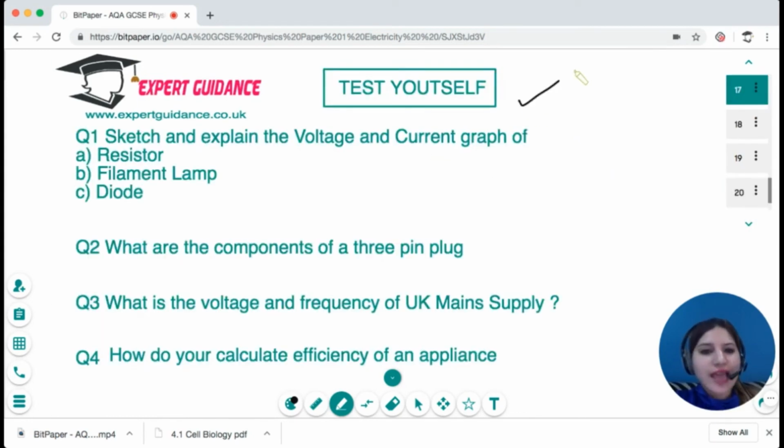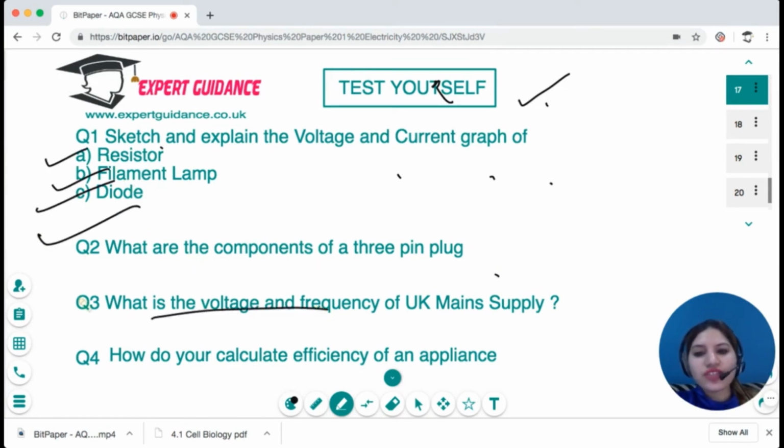Now it's time to test yourself. So pause your video and try these questions. You need to sketch and explain the voltage and current graph of a resistor, filament lamp and a diode. What are the components of a 3-pin plug? What is the voltage and frequency of the UK mains supply, and how do you calculate the efficiency of an appliance? All right, pause the video, have a go, and let's check your answers now.